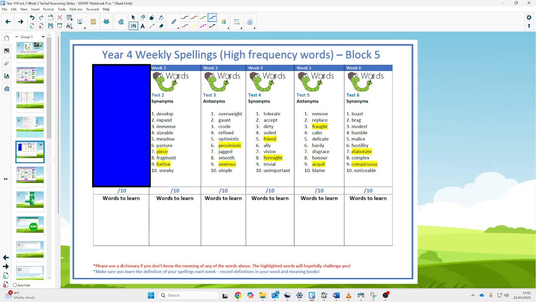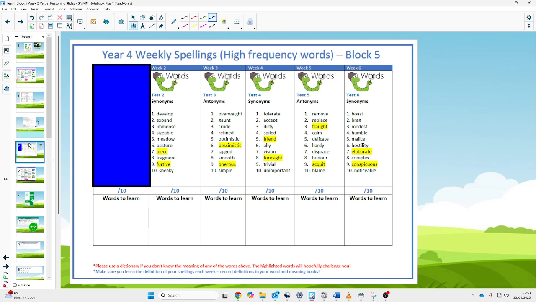Now, we do describe these as high frequency words. These are words that come up a lot. They're quite repetitive, and certainly within something like the 11 plus, and hopefully you've had an opportunity to learn them. Some of the words would have been in yellow as well, and we'd encourage you, of course, to put those into your word and meaning book as well. So it's not only important to spell these words, but also know what they mean.